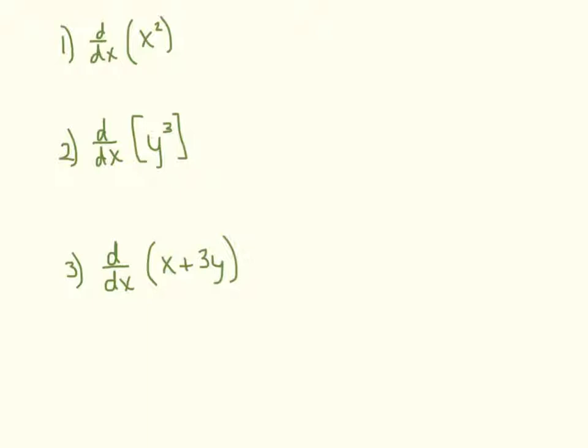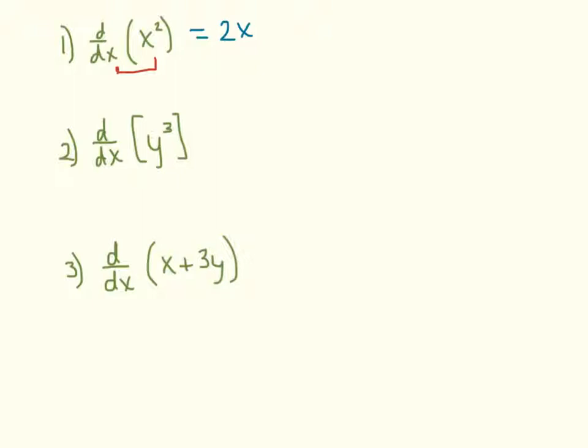So this first one is no different than what we've been doing, right? The derivative with respect to x of x squared is simply 2x. And the way that we knew that that was exactly the same as we're used to is because the variable in the denominator matches the variable that we're taking the derivative of. And so when that happens, we just follow along with our normal rules. Okay? So how is it different when we look at number 2?